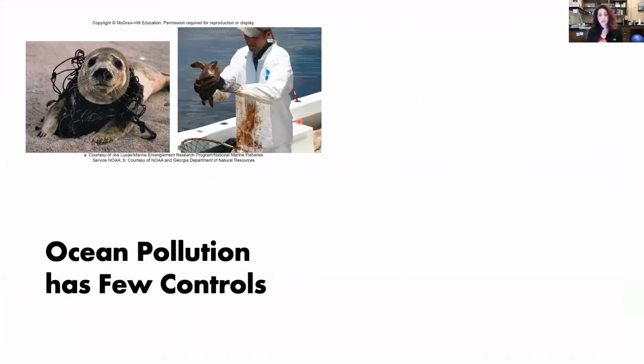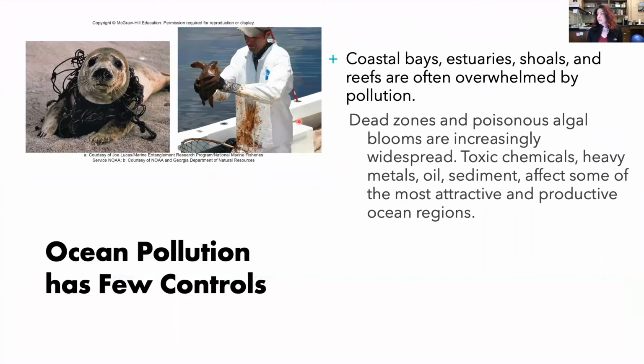The ocean has very few controls on pollution. This includes coastal bays, estuaries, shoals, and reefs. Often these are the most overwhelmed by pollution. These lead to things like dead zones where there's just no oxygen available at all for life, which drastically decreases the biodiversity. Or this could manifest in poisonous algal blooms that have toxins that can be easily spread to other areas. In addition, you have toxic chemicals, heavy metals, oil, sediment. All of those affect some of the most attractive and productive oceanic regions on our planet, unfortunately.